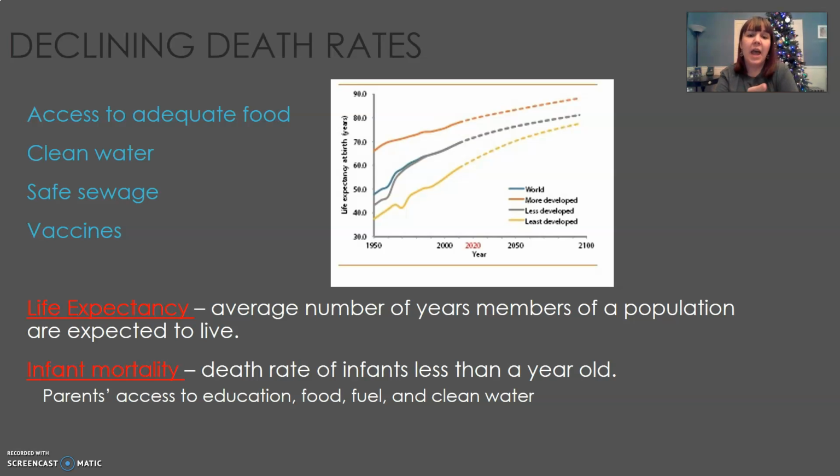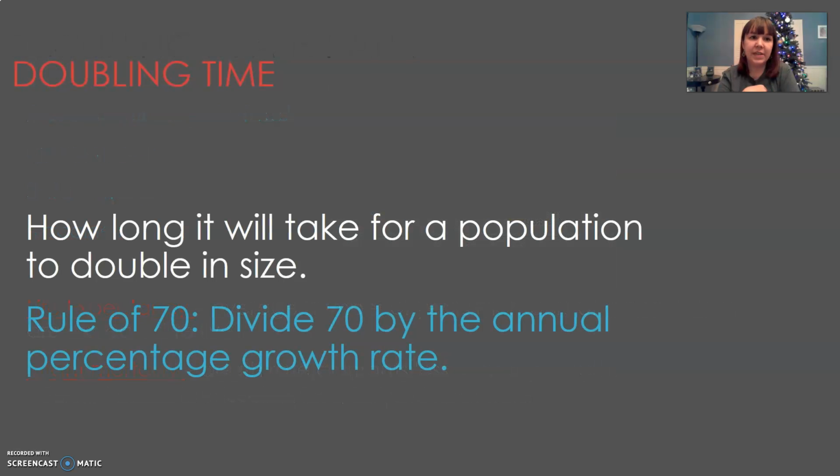So the life expectancy is how many years a member of a population is expected to live. And then infant mortality is the death rate of infants that are less than a year old. Those are the most vulnerable of our population, the ones that are very young and can't care for themselves. So if people have access to education, to know how to take care of them, if there's adequate food and water, and if there is enough fuel to keep these babies warm, and we mean fuel like, think of heating your home, right? If you are able to heat your home, then those babies are able to live longer and we have a reduction in infant mortality. All these can increase our life expectancy.